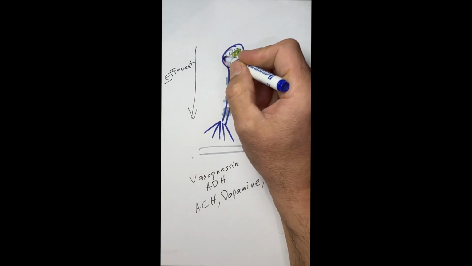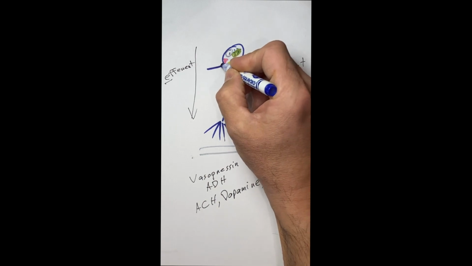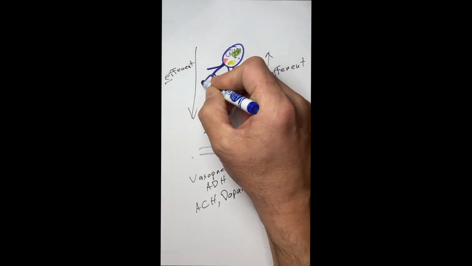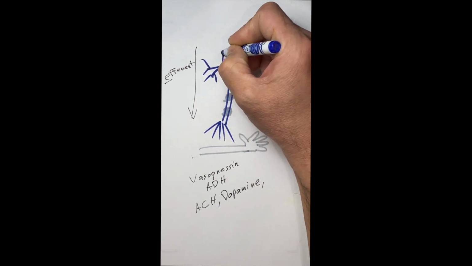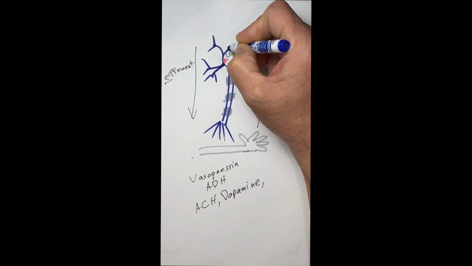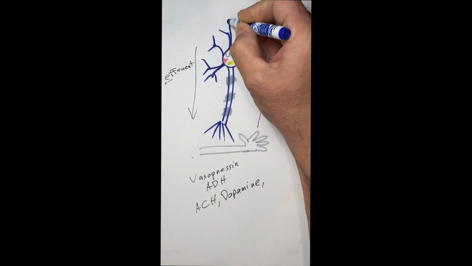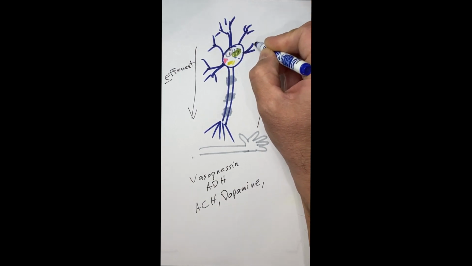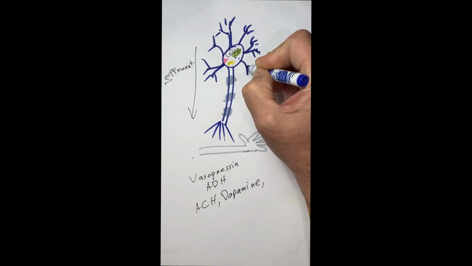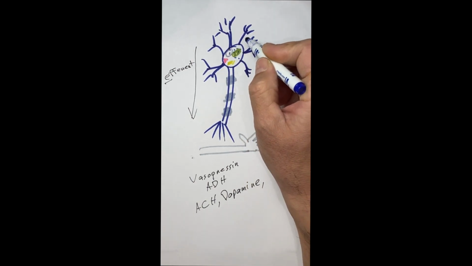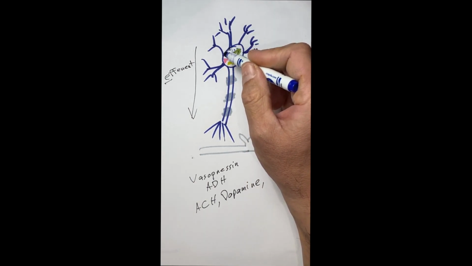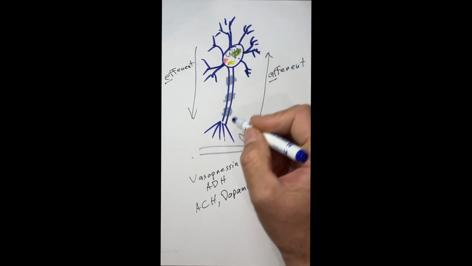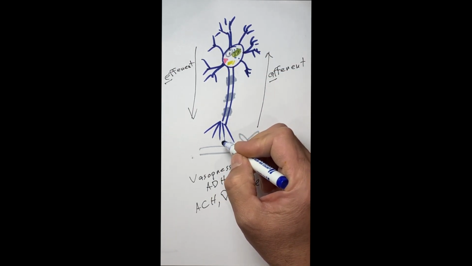Coming off of every nerve cell body are these long tree-like extensions called dendrites. Dendrite comes, I think, from the Latin meaning tree. And it's the role of the dendrites to interface with other nerve cell bodies or with other axon terminals.